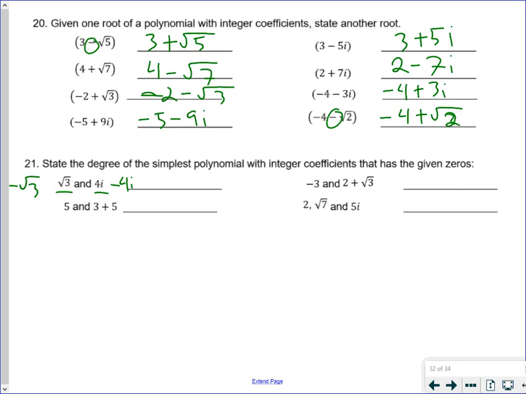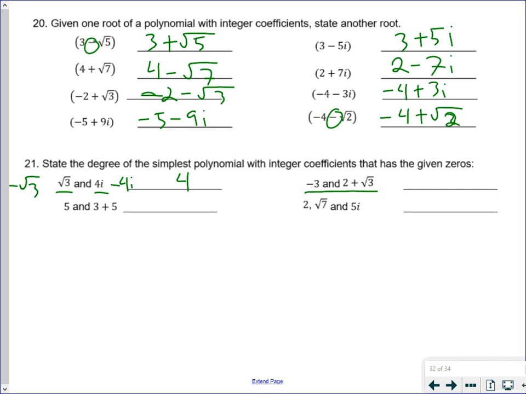The simplest polynomial we can have with the zeros root 3 and 4i has a smallest degree of 4. That's because if you have root 3, you have to have negative root 3, and if you have 4i, you have to have negative 4i.